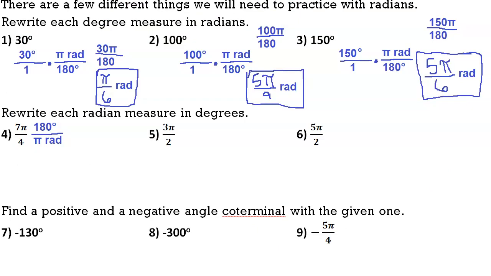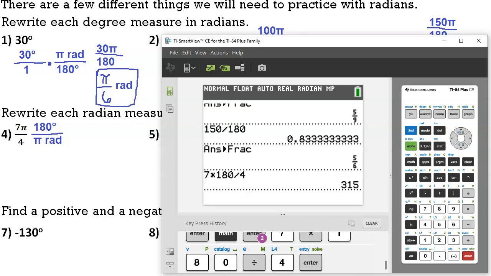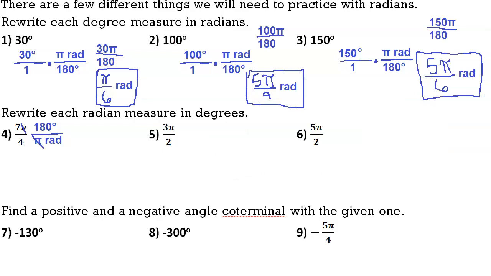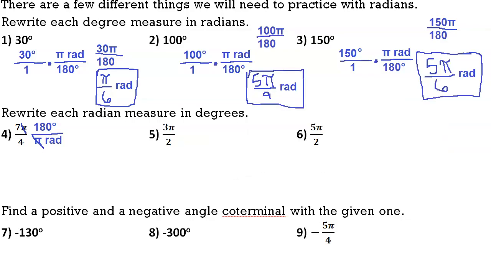Now, the calculator's really going to come in handy on this one because we don't even have to worry about the pi's. We have a pi on top, we have a pi on bottom. That means they're going to cancel out, and all we have to do is 7 times 180 divided by 4, and you get 315. That's it. We got it. It's over. 315 degrees. So if you had 7 pi over 4 radians, it would be 315 degrees.